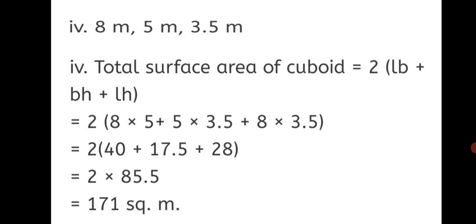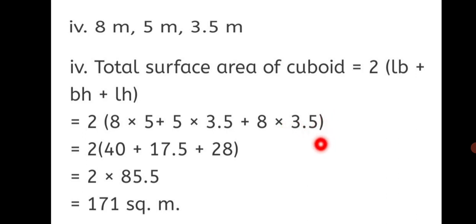Last, the fourth sub question. Length is 8 meter, breadth is 5 meter and height is 3.5 meter. Our formula, total surface area of cuboid is equal to twice the length into breadth plus breadth into height plus length into height. 2 into, bracket open, substitute the value for length into breadth, 8 into 5, plus breadth into height is 5 into 3.5, plus length into height is 8 into 3.5.